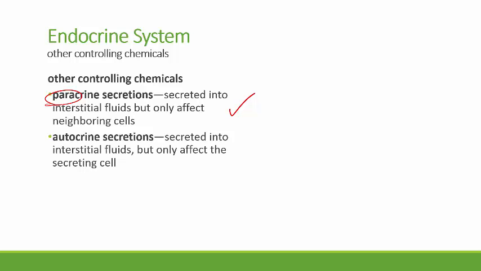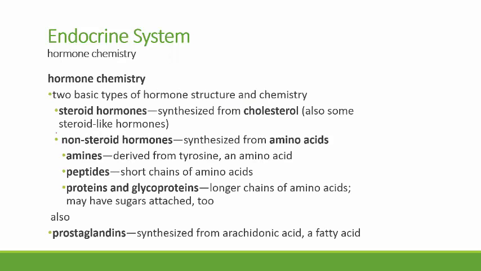Autocrine secretions are released out into the interstitial fluid, but they only affect the cell that produces them. So they then will act to change activity of the producing cell. So paracrine, along neighboring cells; autocrine, auto means self, like an autobiography is the biography told by yourself, for instance. So autocrine secretions affect the self cell.